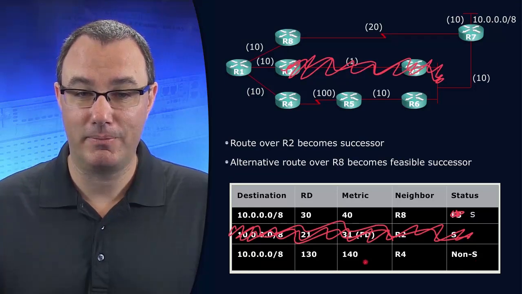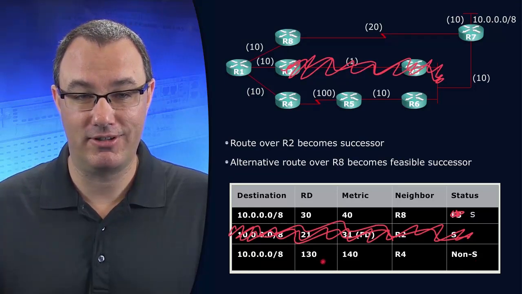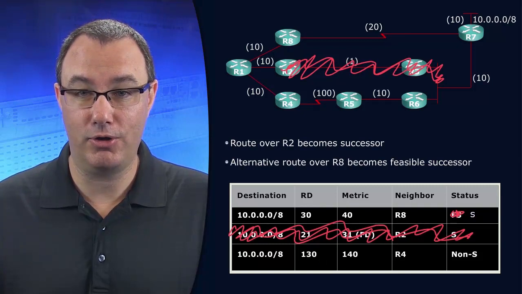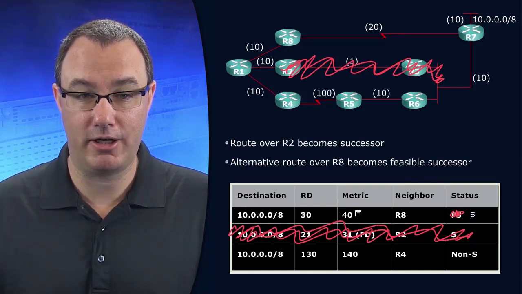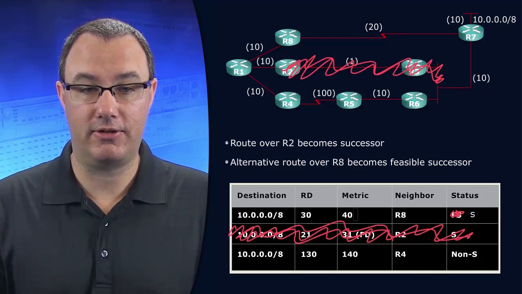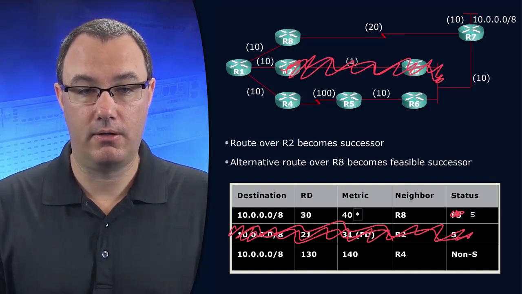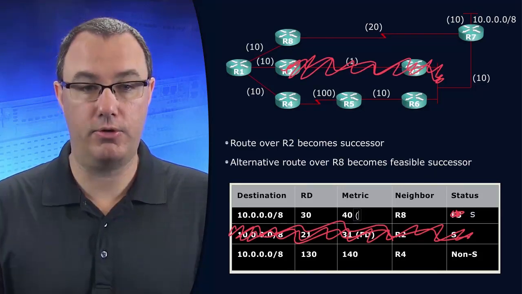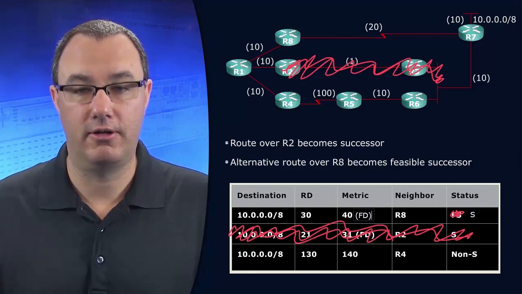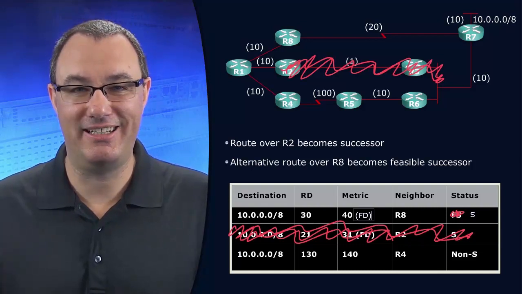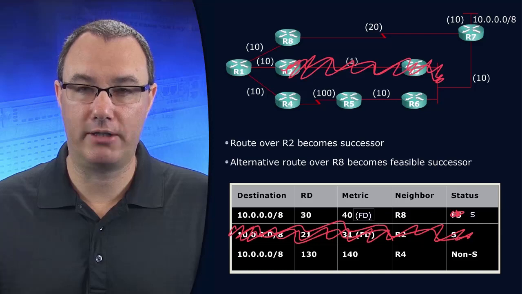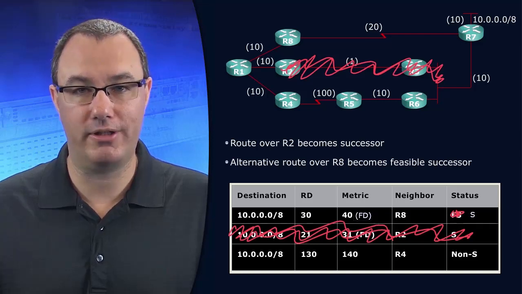Why? Because again, its reported distance would be greater than the new feasible distance, because this would become the feasible distance now. 40 would become the new feasible distance. So that's EIGRP operation with respect to DUAL, and it's really important stuff.